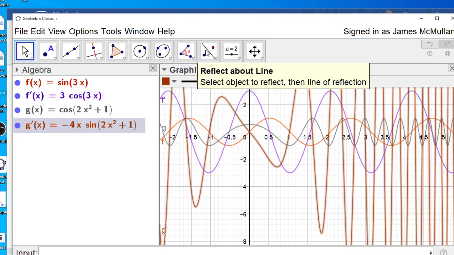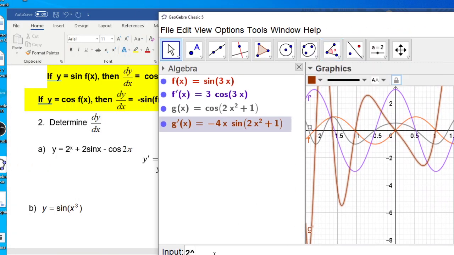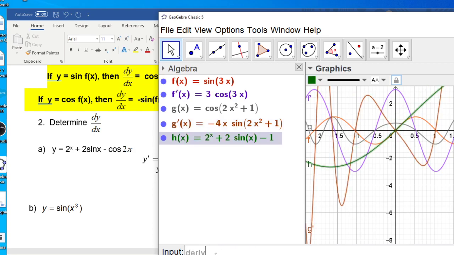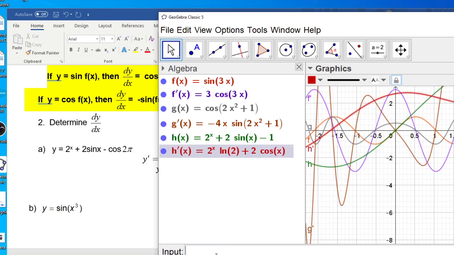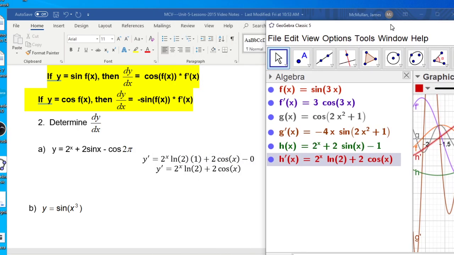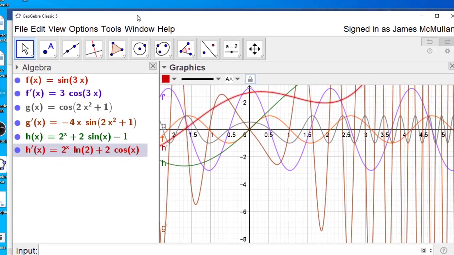Again, quickly to check this one, let's just type it out. 2 to the x plus 2 sine x minus cos 2 pi. And you notice it changed cos 2 pi into just 1 because that's what it is. And the derivative is 2 to the x ln 2 plus 2 cos x, right? Okay. Let's go through a couple more.